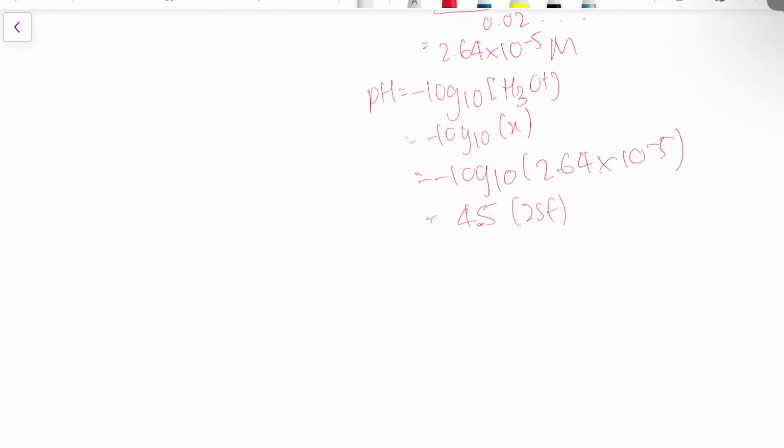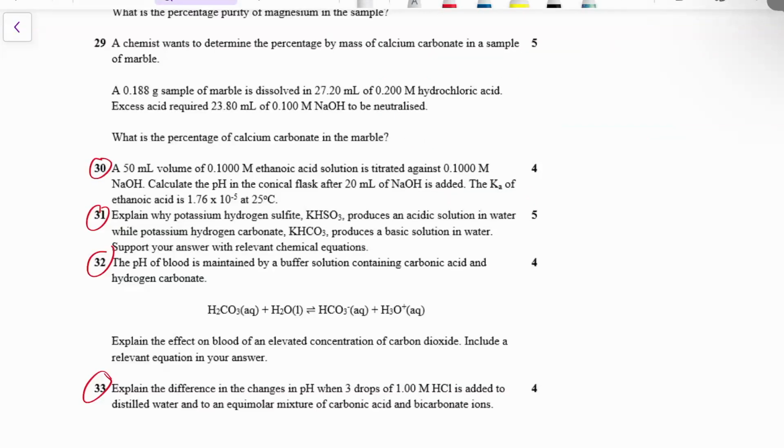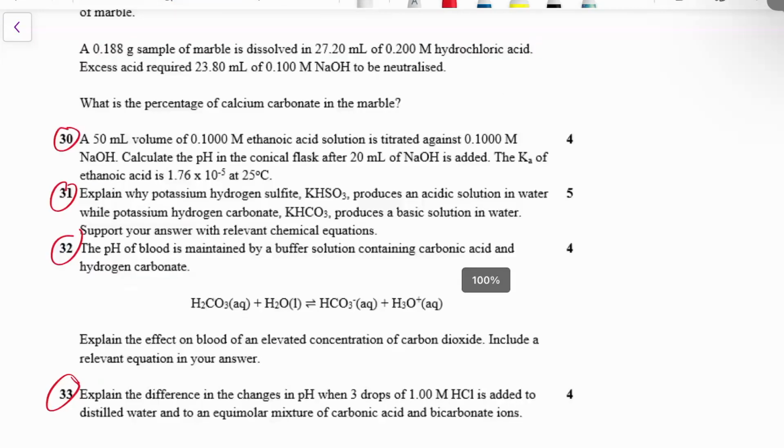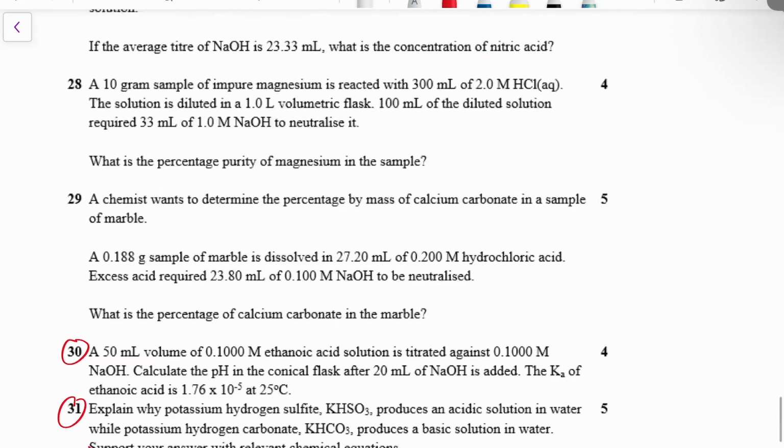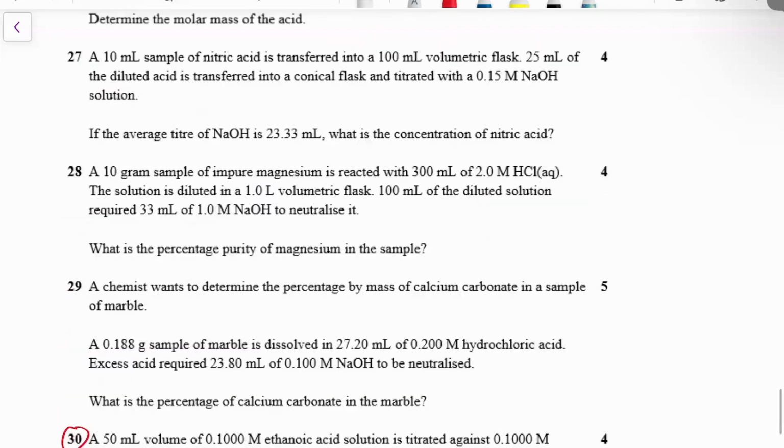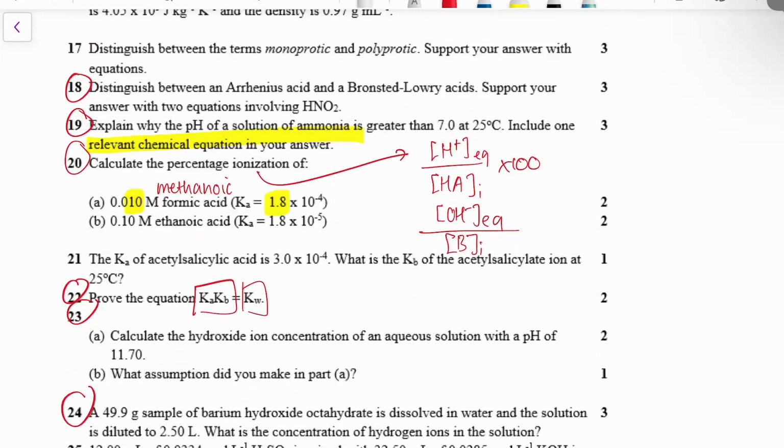Okay. Question 31. Explain why potassium hydrogen sulfite, KHSO3, produces an acidic solution in water, while potassium hydrogen carbonate, KHCO3, produces a basic solution in water. Support your answer with relevant chemical equations. So this is similar to the previous question, Question 19, where they were asking us why the pH of ammonia is greater than 7, which means it's basic. And we said it's because it takes protons from water to produce a hydroxide.